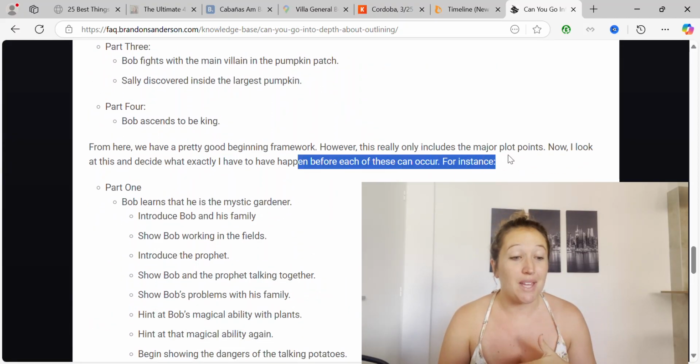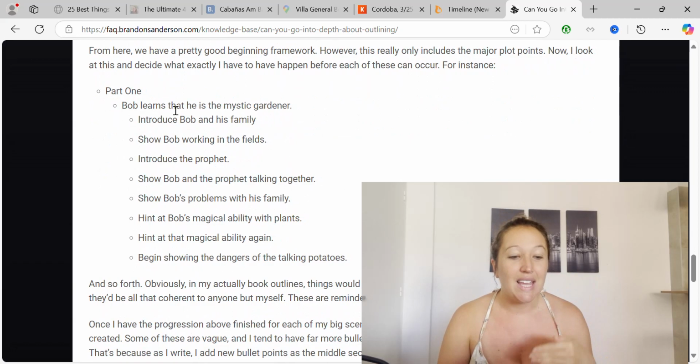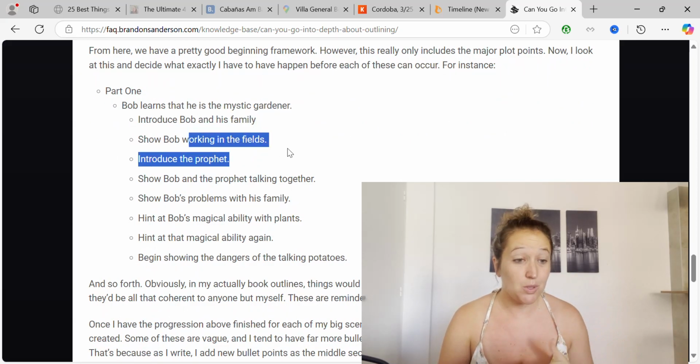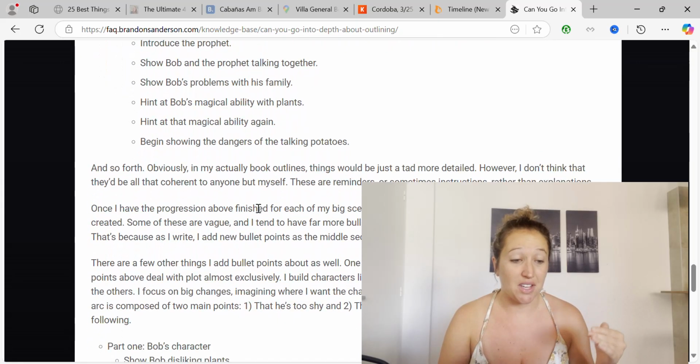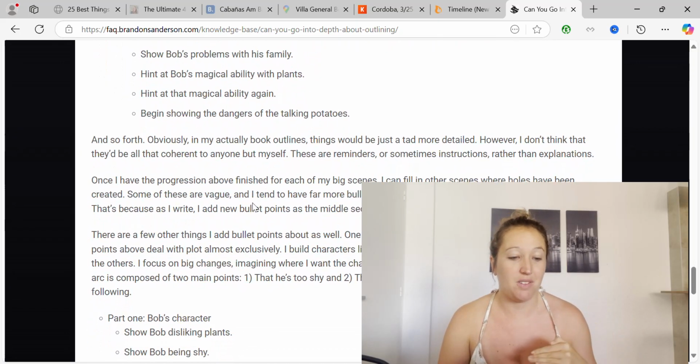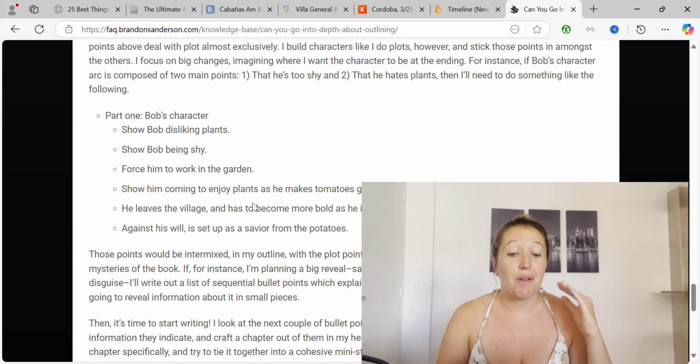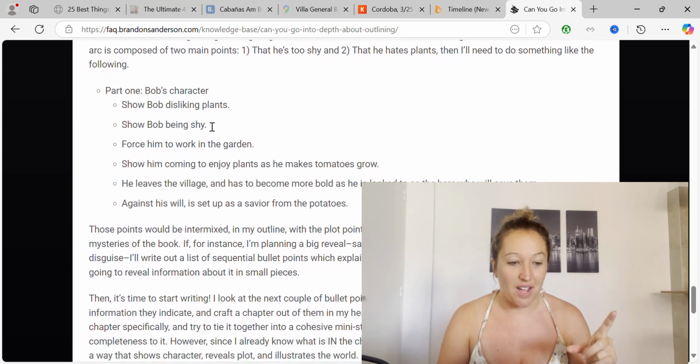And then he has to go in, and for each of these major plot points, he figures out what has to happen before each of these things can occur. So Bob learns he's a domestic gardener. Introduce Bob and his family. Show Bob working in the fields. Introduce the prophet, etc. Show Bob's problems with his family. So I find that this is very interesting, right?